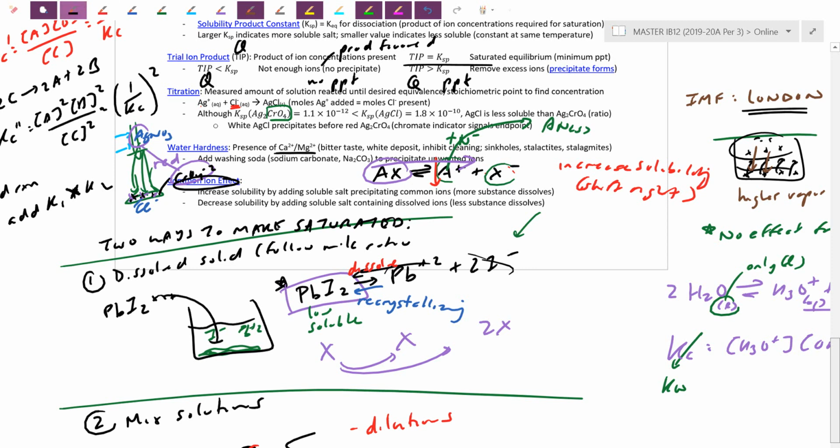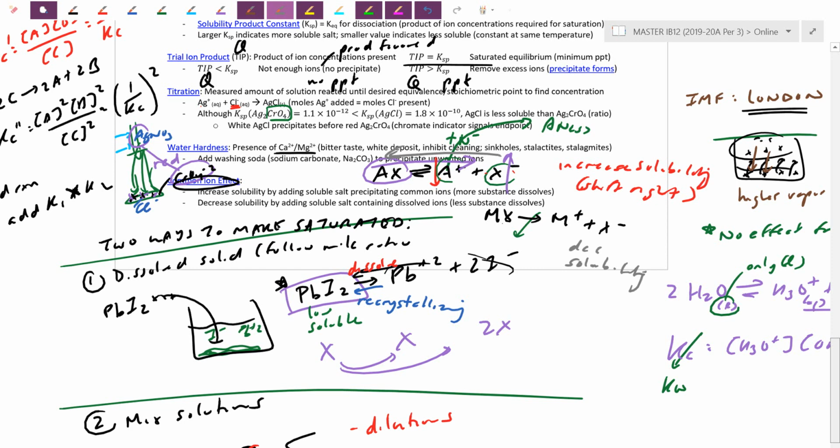I add something that already has an ion inside. What if I add M and X? Now, I don't really care about the M part. That gives me M+ and X-, but that ends up increasing the X-. As it increases the X-, I end up shifting over to the left side. That would then decrease the solubility by adding something that's in common.